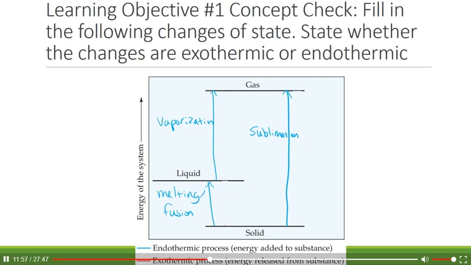Okay, let's go the other way. So let's look at our exothermic processes. Going from a gas to a liquid, called condensation. Going from a liquid to a solid, freezing. And then going from a gas to a solid is called deposition.